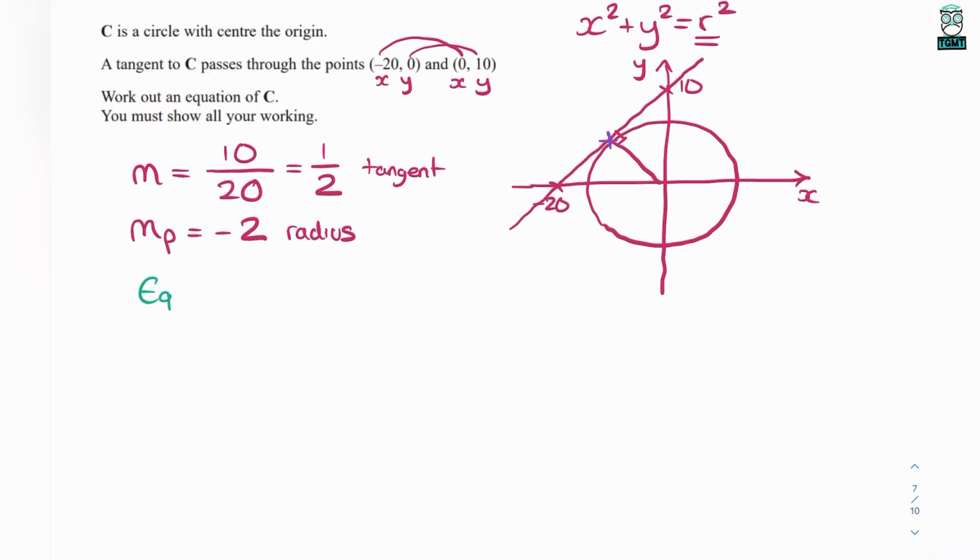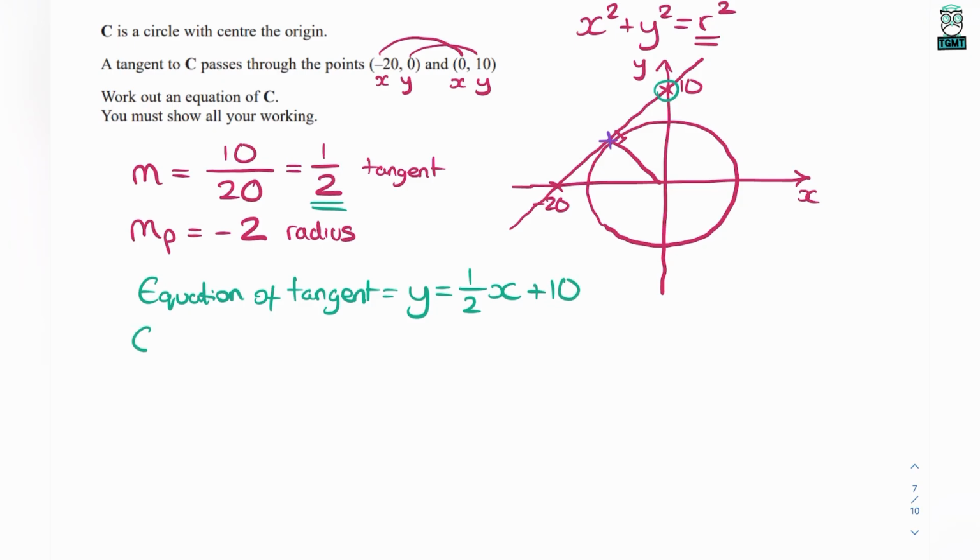So the equation of the tangent is going to be y equals, we know the gradient, there it is, 1/2. So y equals 1/2 x plus the y-intercept. Now the y-intercept we've got for the tangent, it's up here at 10, so 1/2 x plus 10. And there's the equation of the tangent.